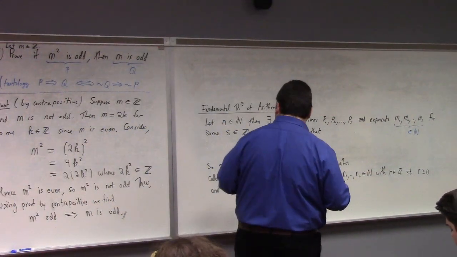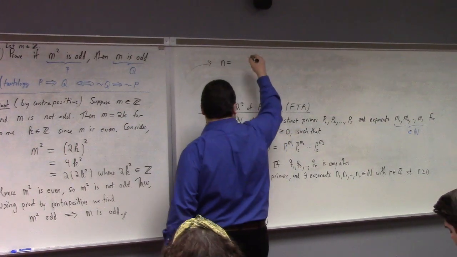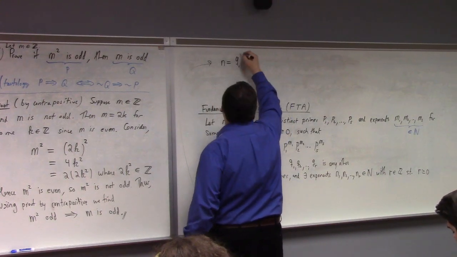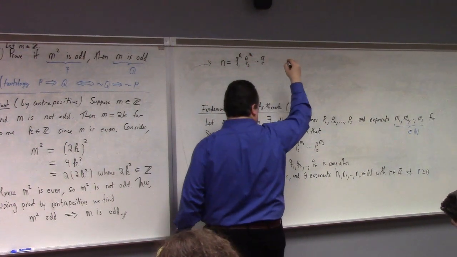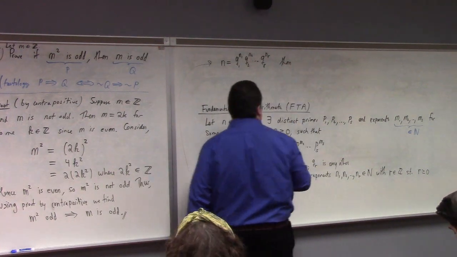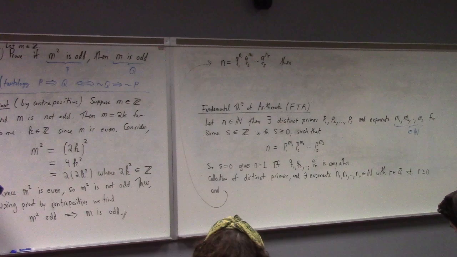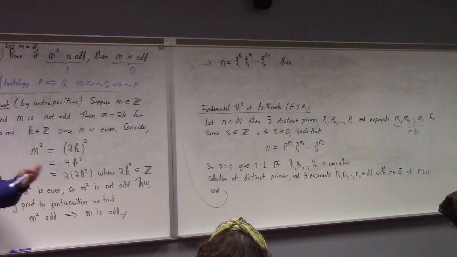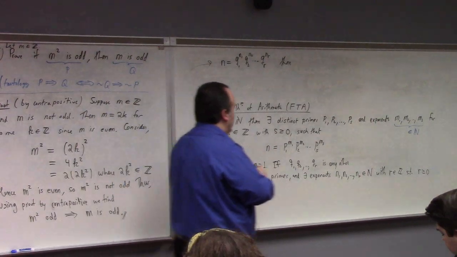And here we go. If n is equal to q1 to the n1, q2 to the n2, qr to the nr, then what? What I'm saying is we have two different prime factorizations of the number n, one with the p's, one with the q's. These are distinct lists of primes. What do we get to say about r and s? How are they related? What's the punchline here?